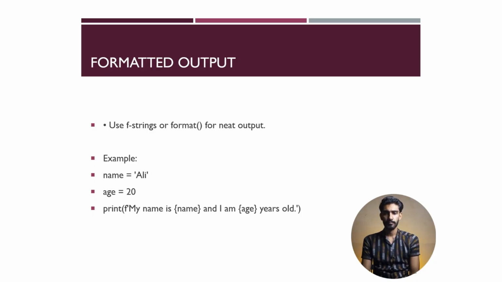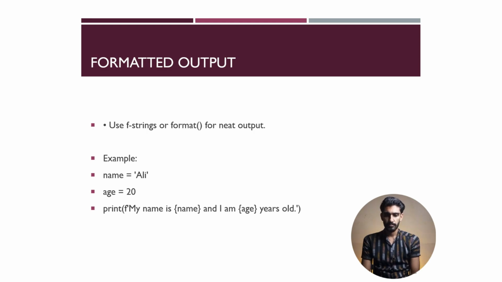Formatted output. Formatted strings make your output clear and readable. Using f-strings is the most modern and recommended way to format text in Python. For example, in this example, you are seeing that Ali has inverted commas on it. Ali is assigned to a variable name and age is 20. So we want to print it on a single line with the proper formatting. So we use this formatted output.